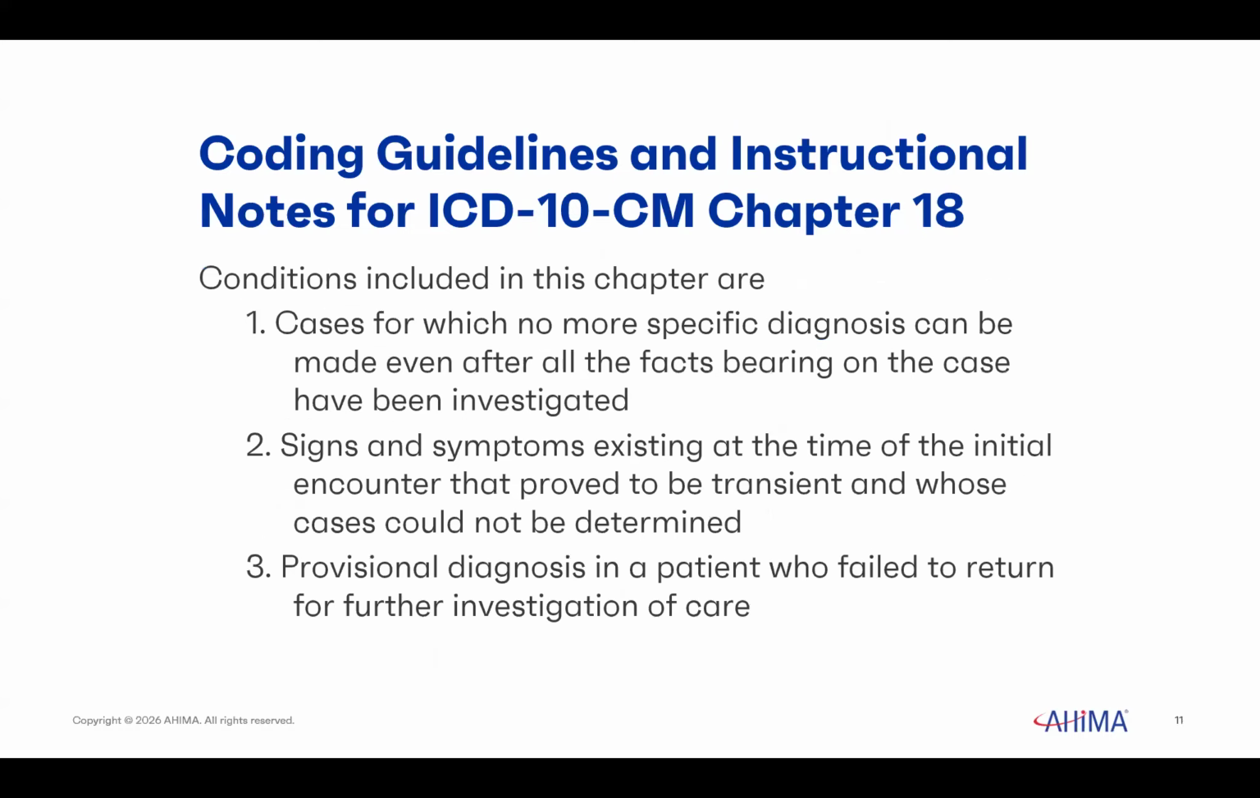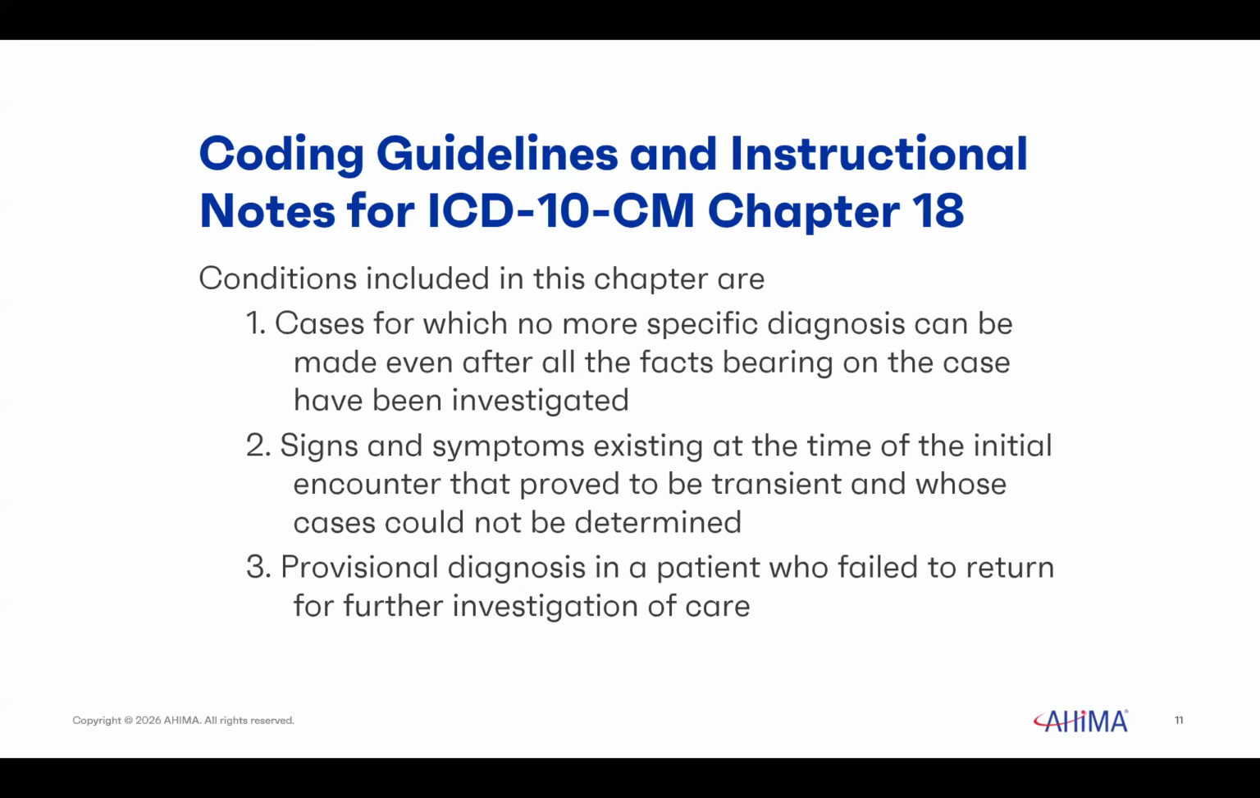So when do you use these signs and symptoms codes from this chapter? You would use them when there's no specific diagnosis that can be made after evaluation, when the symptoms are temporary and resolved, when a patient doesn't return for a follow-up. We see this a lot in the emergency room where somebody comes in, they're seen with chest pain, they don't stick around for a cardiac workup for whatever reason. That's appropriate to use a symptom code for this.